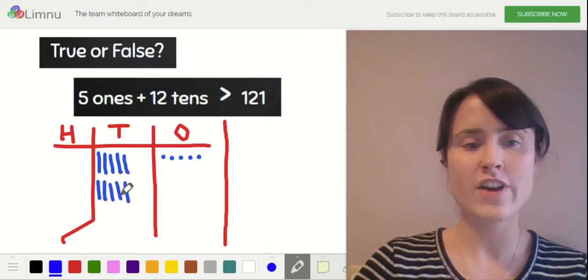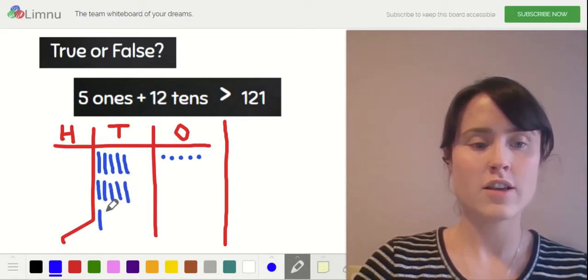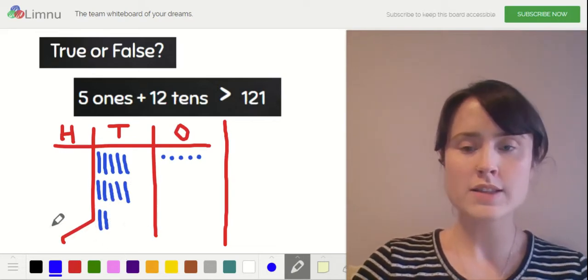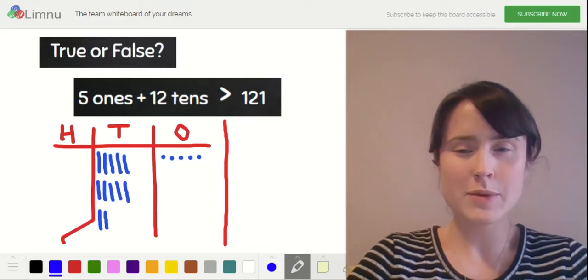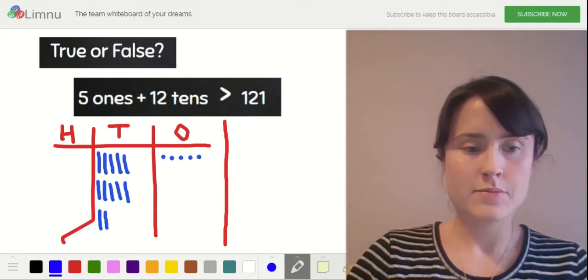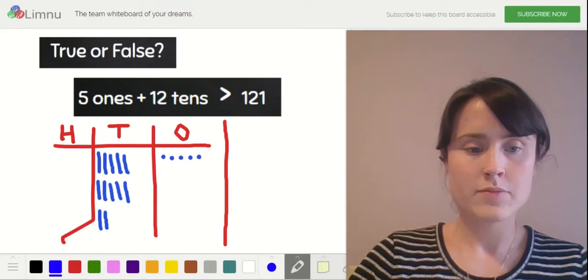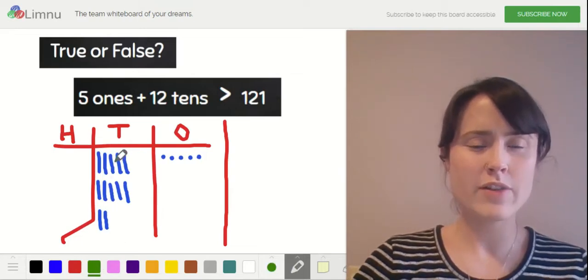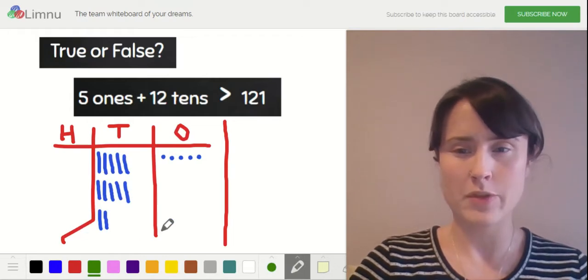Check out my neat rows of 5. So I've got 10, 11, 12. All right, we're not done with this side. What do we need to do next? Good. Did you notice that we have a lot of tens here? It's hard for me to count up the value in this chart.